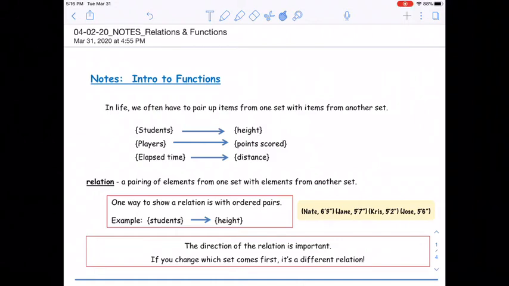This is a guided notes video regarding relations and functions. In life, we often have to pair up items from one set with items from another set. For example, at school, there's probably a list somewhere of students paired up with their height. Coaches have a list of players paired up with the number of points they scored in a game.